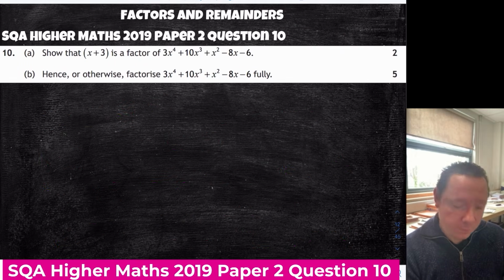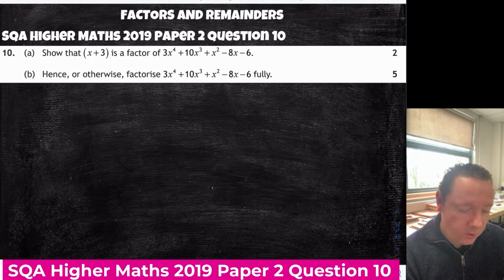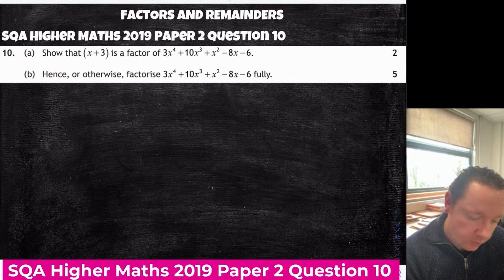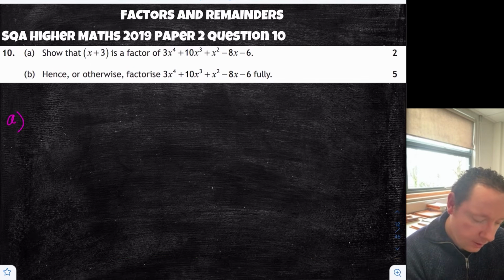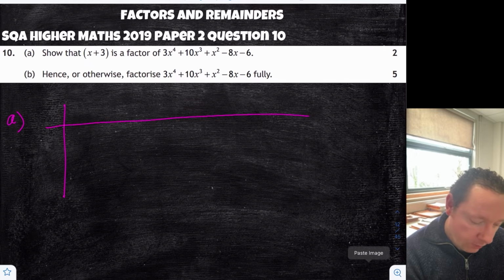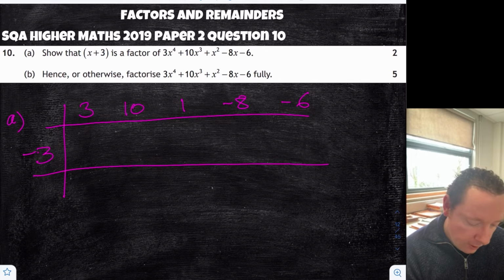Maths 2019, Paper 2, Question 10 for factors and remainders. Show that x plus 3 is a factor. So part A, synthetic division. We've got 3x to the 4, 10x cubed, 1x squared, minus 8x, minus 6, so we're subbing in minus 3. So take the 3 down, we get minus 3 times 3 is minus 9, 10 minus 9 is 1.